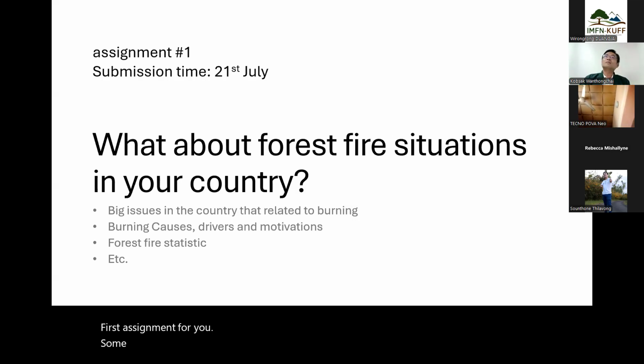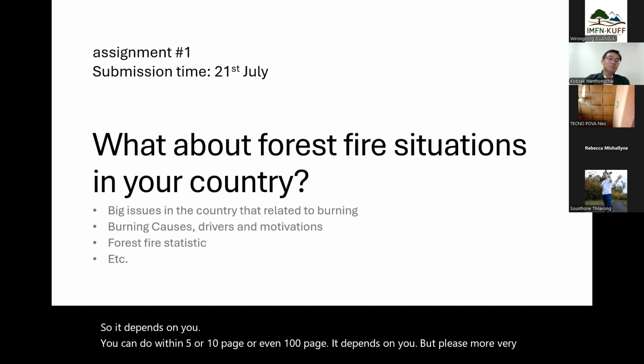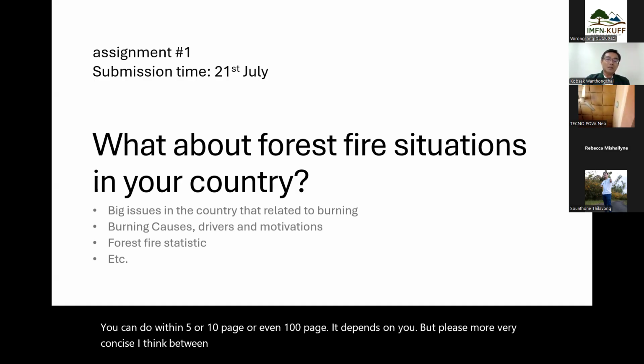Someone may ask how many pages I should prepare for one assignment. It depends on you. You can do 5 or 10 pages or even 100 pages. It depends on you. But please be very concise. I think between 5 and not more than 10 pages is acceptable and reasonable. So this is the first assignment.